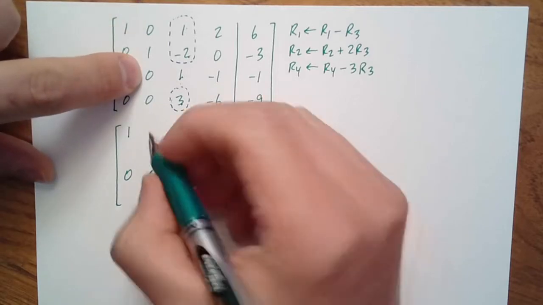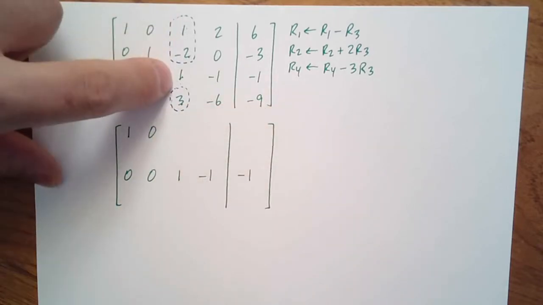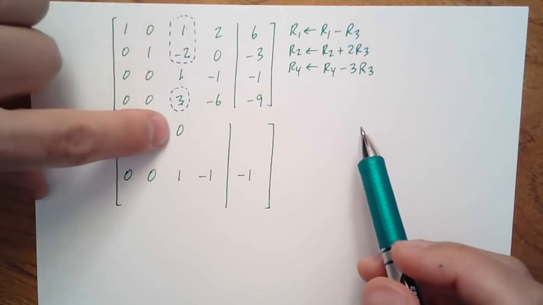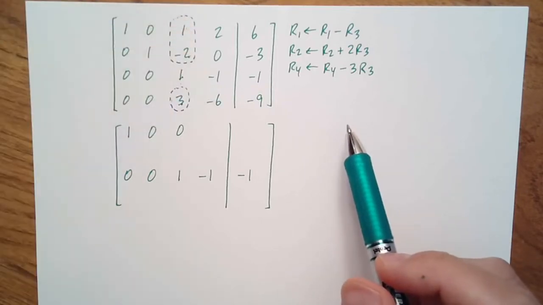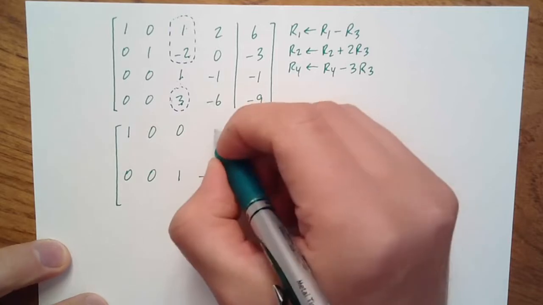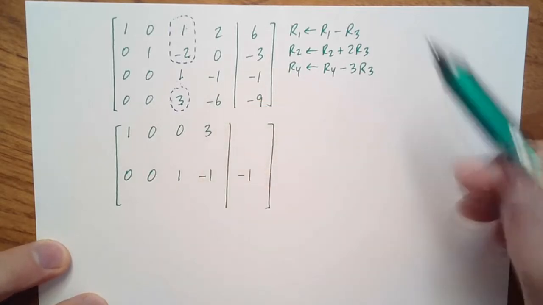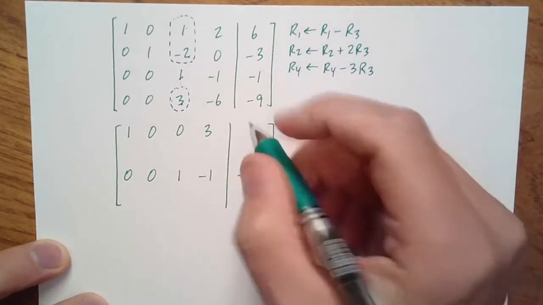0 minus 0 is 0. 1 minus 1 is 0. That's what we wanted. That was why we chose this operation, to get a 0 here. 2 minus negative 1, that's going to give us a 3. And then 6 minus negative 1 will give us a 7.